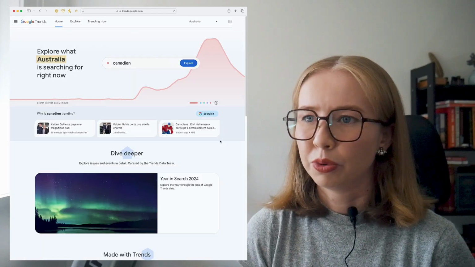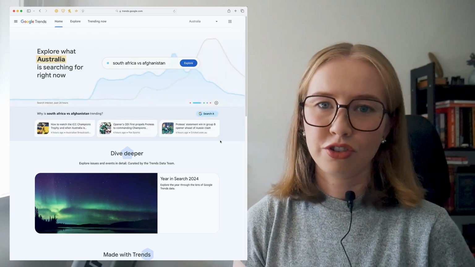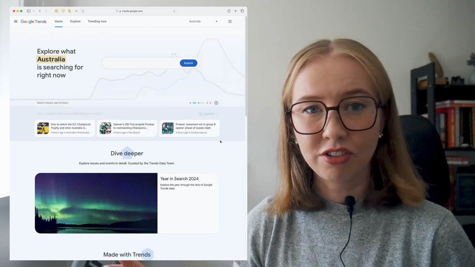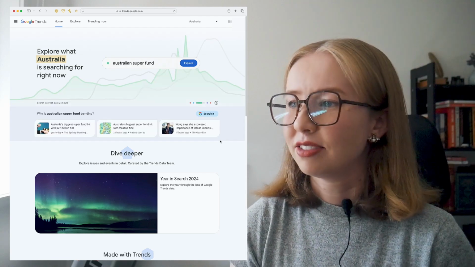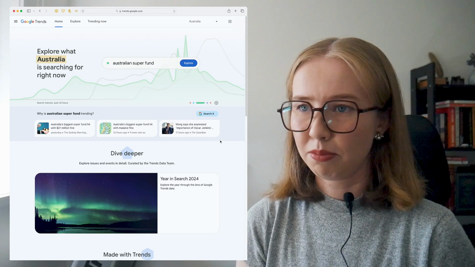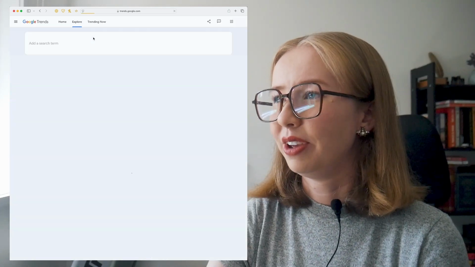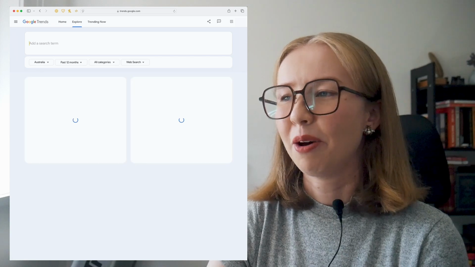It's a free to use dashboard and you can put in any sort of search term and it will return a graph showing the popularity of that search term over time. On the homepage, it has some examples of things that are trending lately, and then it links to some articles about why they might be trending. So we're gonna hit explore and we're going to start looking some stuff up.